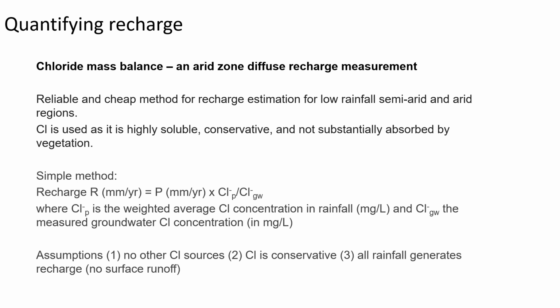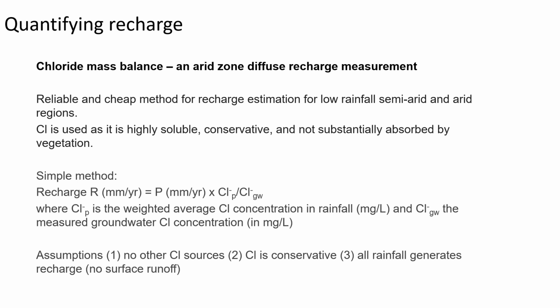Salt is highly soluble in water, including groundwater and soil water. Chloride is also conservative. It doesn't take part in many other chemical reactions, so the chloride that will be present in the soil will not be affected by any other process by the time it gets flushed down to the groundwater, and it's not substantially used by vegetation. So it's a very good tracer. So the method works like this.